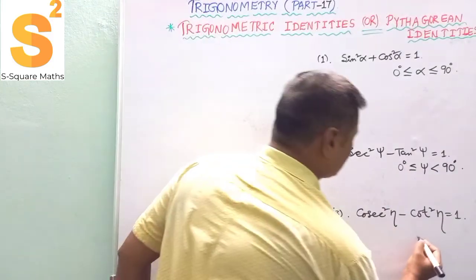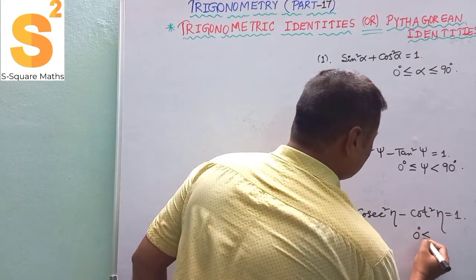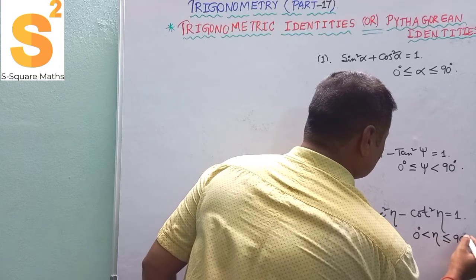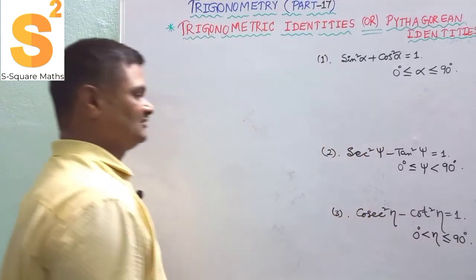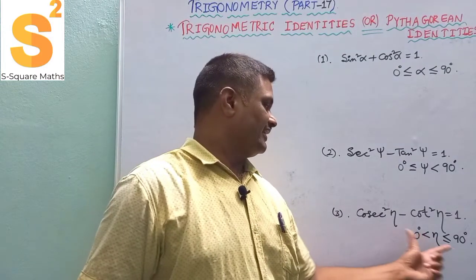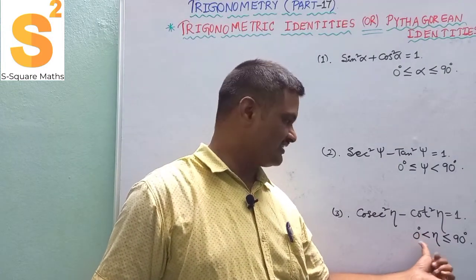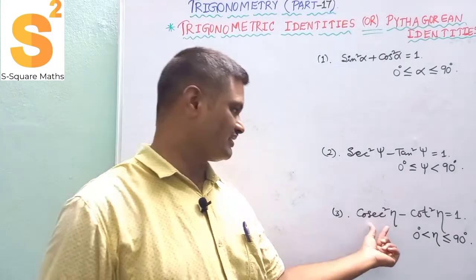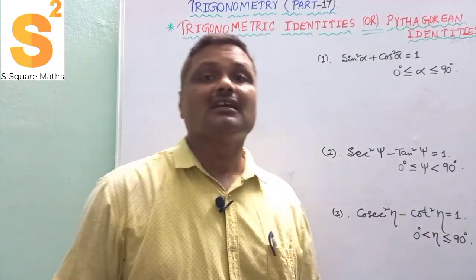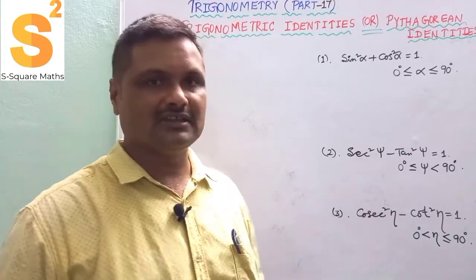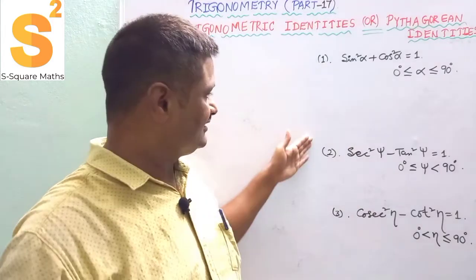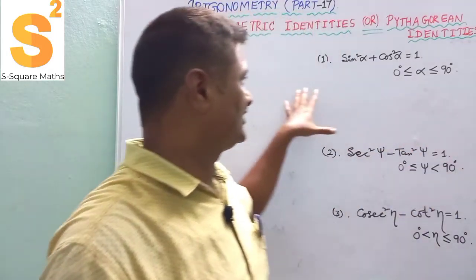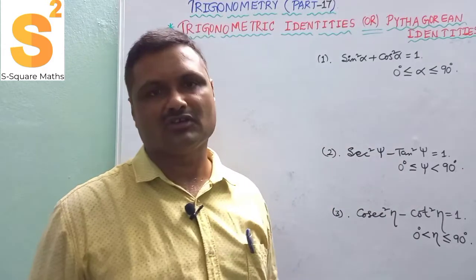Next, here 0 degrees is less than eta, which is less than or equal to 90 degrees. So eta lies between 0 and 90 including 90 degrees but not 0 degrees, because cosec 0 degrees is undefined. So these three are said to be the trigonometric identities. Many students go through only the identities without the conditions, but here the conditions also play an important role.